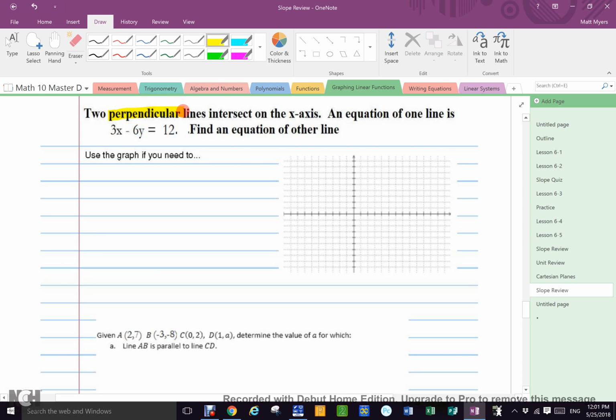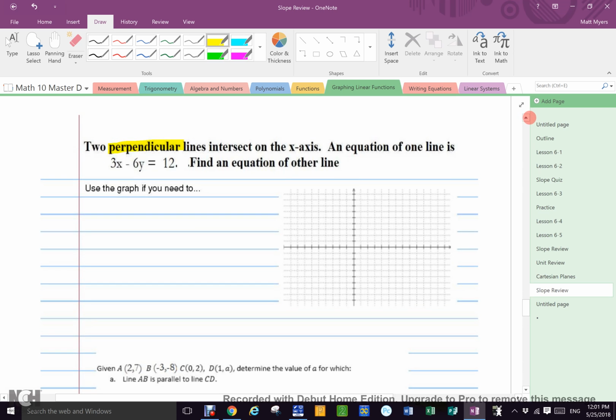Perpendicular is one hint, which means the slopes are what? 90 degrees from each other, which means they are opposite and reciprocated. So if you know one slope, do you automatically know the other slope? Yes, because you would flip the fraction and change the sign. They intersect on the x-axis. What does that mean? What does intersect mean? They cross. And they both cross at the x-axis.